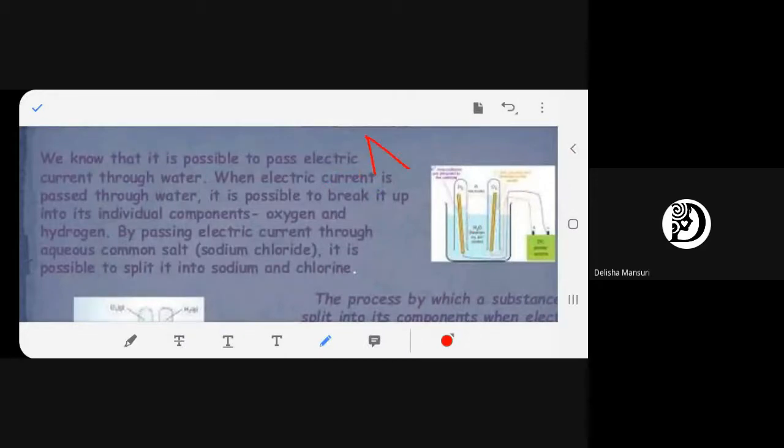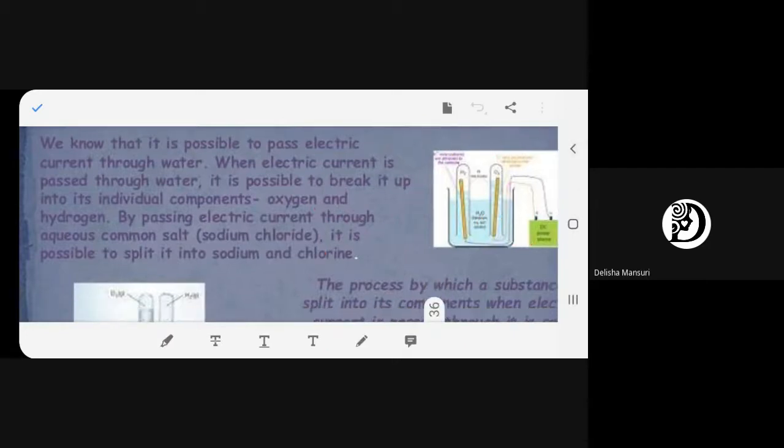Now what is salt made up of? NaCl. Now it is again split up. It is broken. How? In Na plus and Cl minus. Is it clear? Fine. So it is split into Na plus and Cl minus.